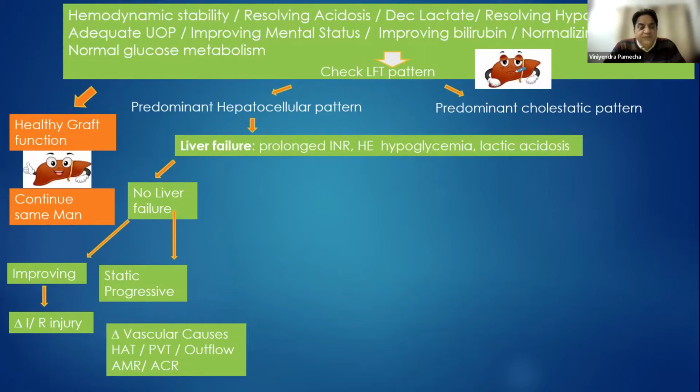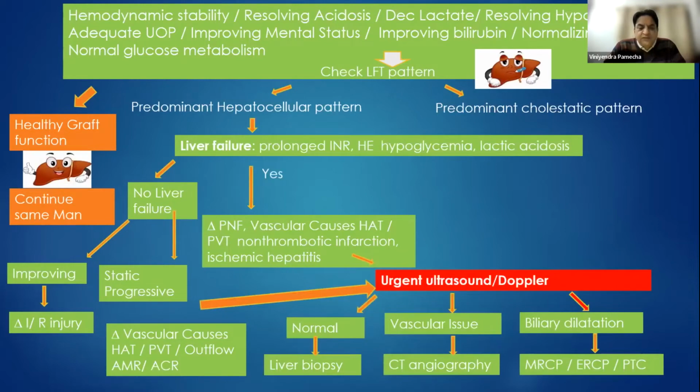Then it is just maybe an ischemia reperfusion injury. If they are static or progressive, then you really need to rule out vascular causes, or you need to rule out AMR or ACR, which can happen in this. If liver failure is present, it may be a primary non-function, or vascular causes like hepatic artery thrombosis, portal venous thrombosis, or non-thrombotic infarction or ischemic hepatitis.